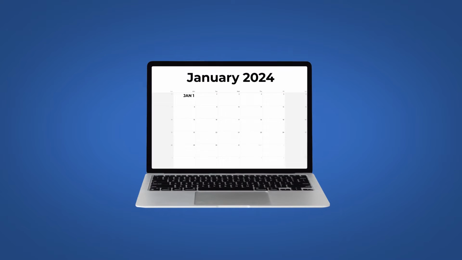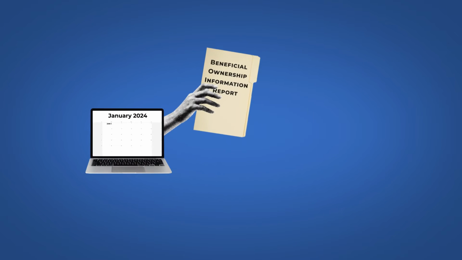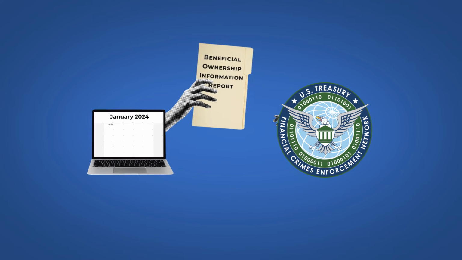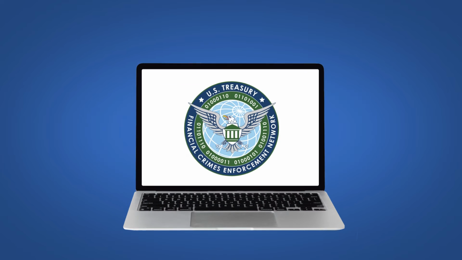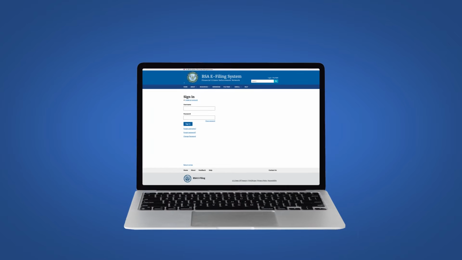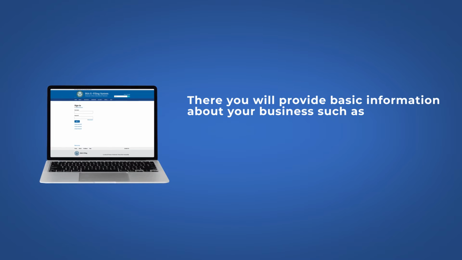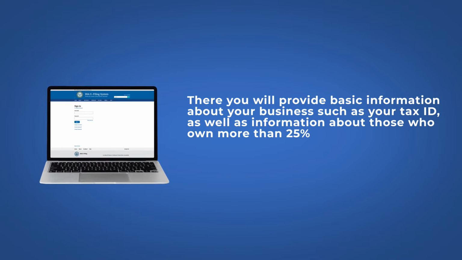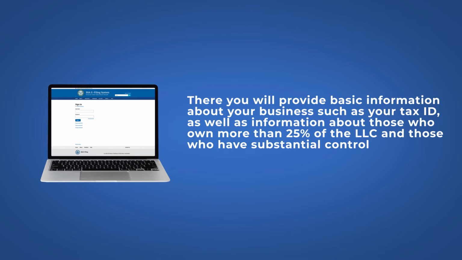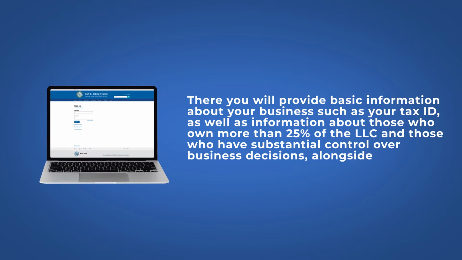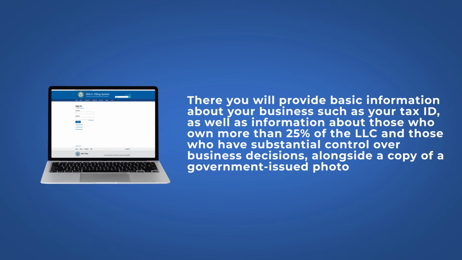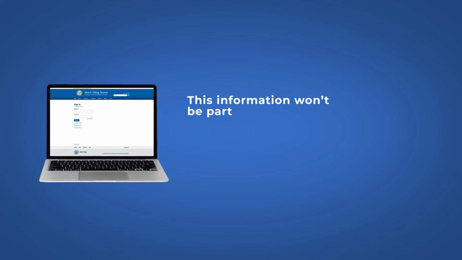As of January 1st, 2024, you will need to submit a BOI report to the Financial Crimes Enforcement Network. FinCEN created an online portal called the Beneficial Ownership Secure System to upload your information. There you will provide basic information about your business, such as your tax ID, as well as information about those who own more than 25% of the LLC and those who have substantial control over business decisions, alongside a copy of a government-issued photo ID. This information won't be part of public record.